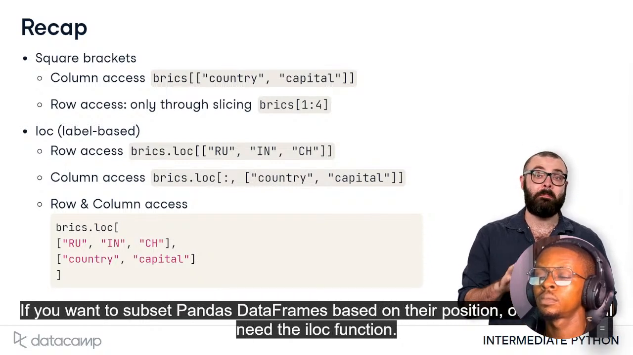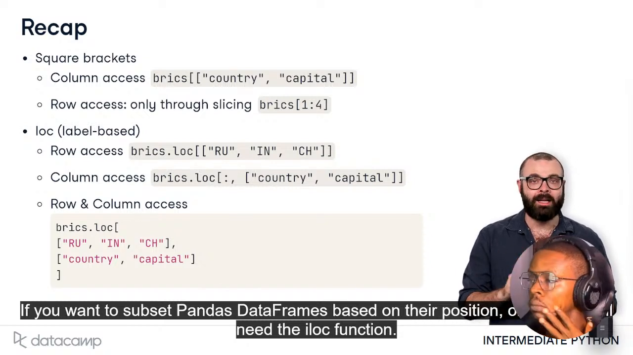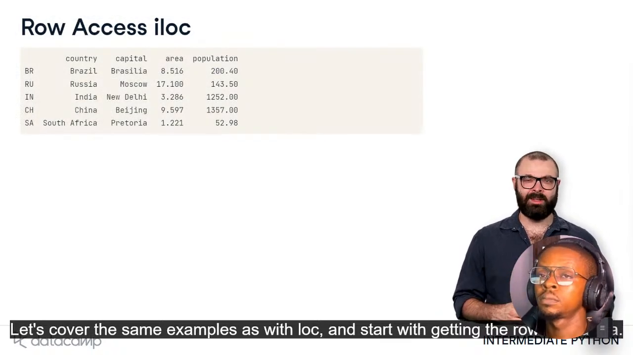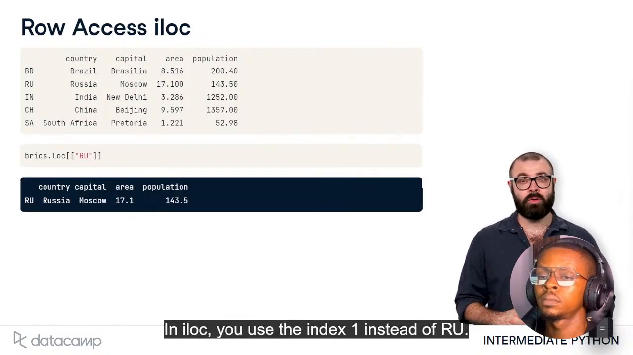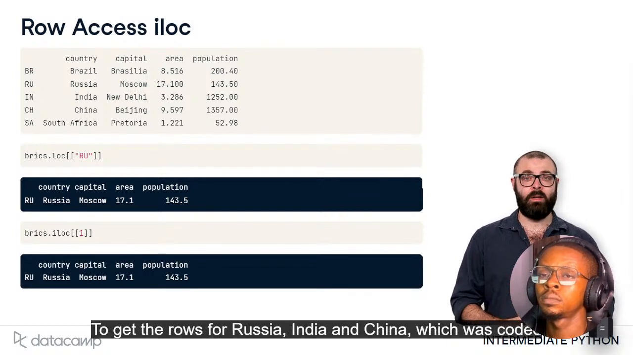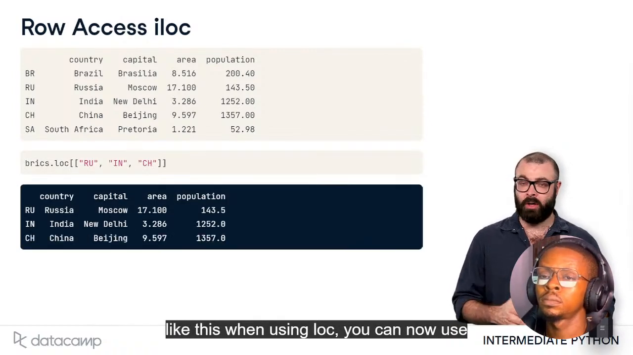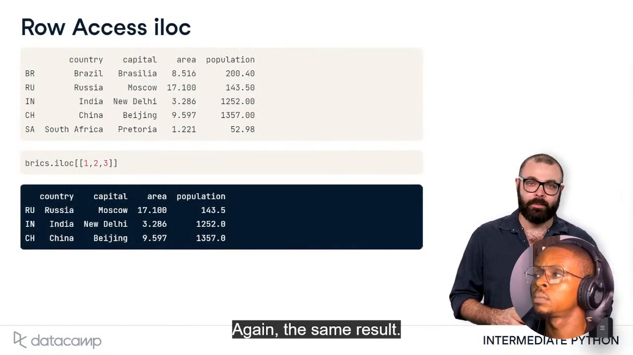If you want to subset Pandas data frames based on their position or index, you'll need the iloc function. Let's cover the same examples as with loc and start with getting the row for Russia. In loc, you use the RU string in double square brackets to get a data frame, like here. In iloc, you use the index 1 instead of RU. The results are exactly the same. To get the rows for Russia, India, and China, which was coded like this when using loc, you can now use a list with the index 1 to 3. Again, the same result.